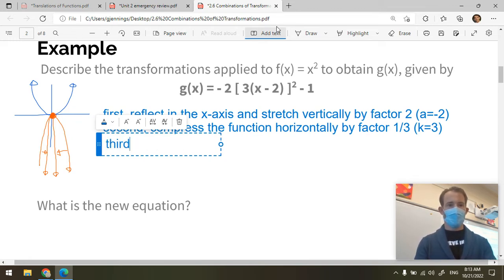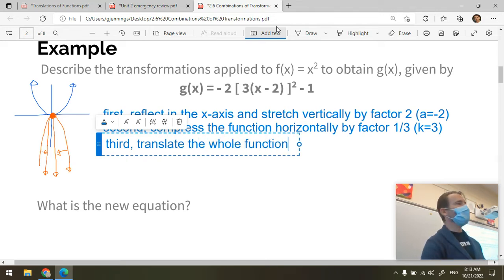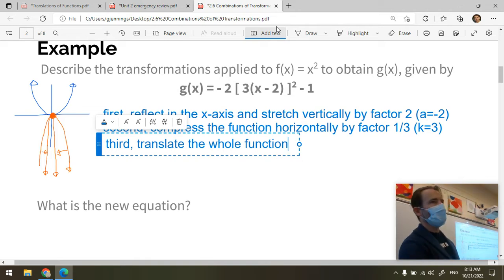Third, translate is the math word. Translate the whole function. You want to do the D first or the C first? It doesn't matter. You get these choices in your day. I'm just giving you a choice. That's actually a meaningless choice. It's like, do you want to put your right shoe on or your left shoe on first? Which one? You get to choose. You have so much freedom. No one's chosen yet. D, thank you.